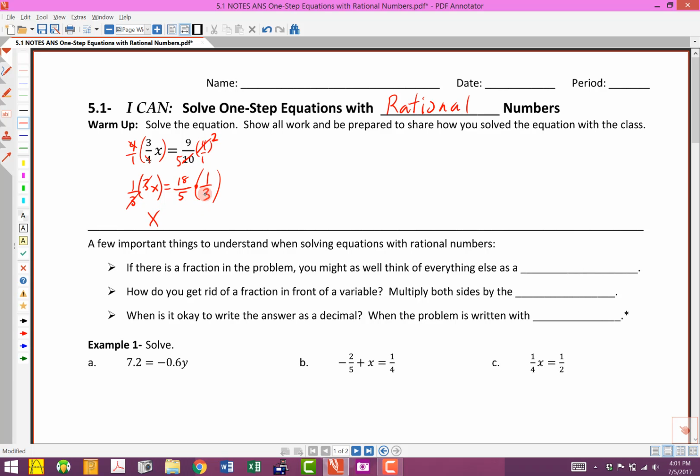I can do a little bit of cross cancellation here. I'm going to cancel the 3. 3 goes in once, 3 goes in 6 times. So we end up with an answer of 6/5. Now that's a perfectly good way to do it, but man, that's a lot of work.